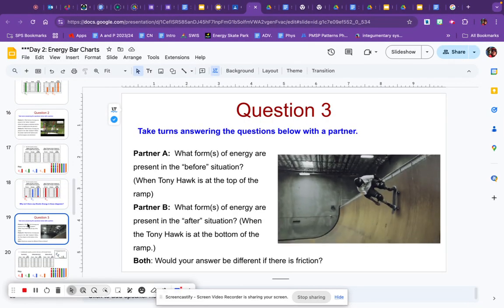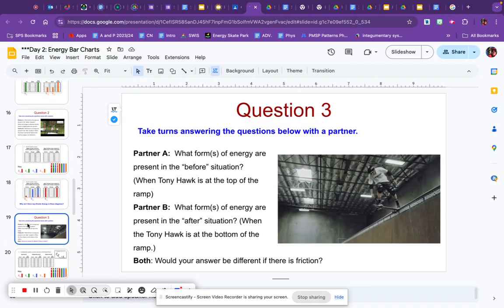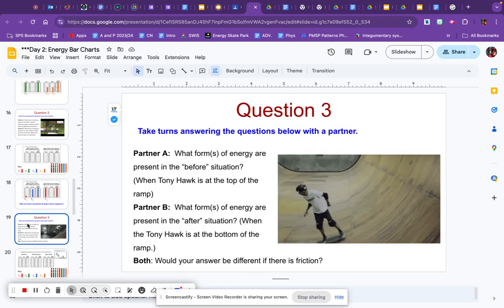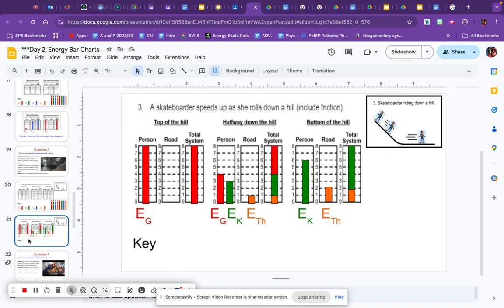You're going to watch this video, and you're going to figure out what kind of energy was present before, which is Tony Hawk on the ramp, and then when he's at the bottom of the ramp. Okay, so this is your energy bar chart, and I'm going to go ahead with the answers. You can stop here, fill it out, and continue when you're ready.